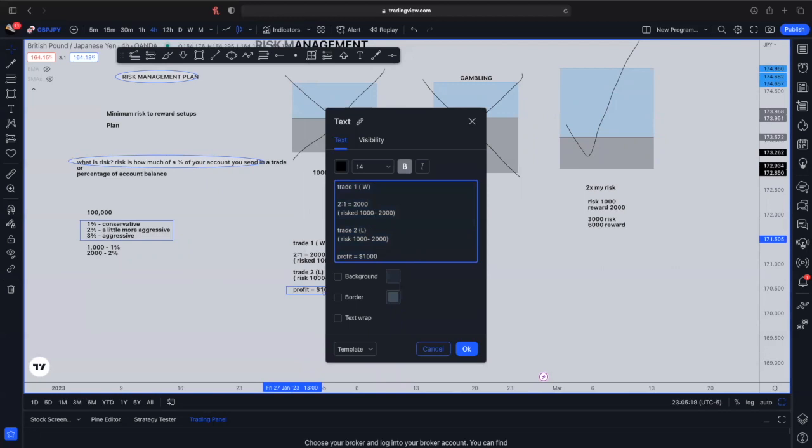Let's say in trade 3, we lose again. Let's just say. So 1,000 to make 2,000. Guess what?